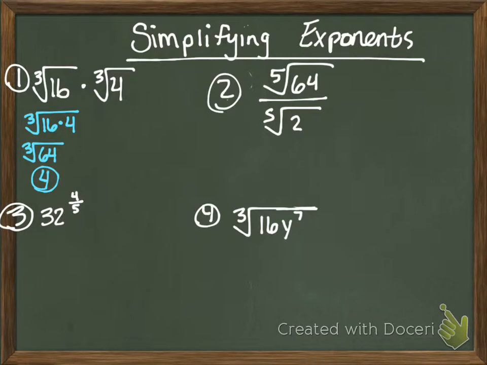So number 1, if we had the same radical and we were multiplying the radicals together, we could combine the numbers inside and multiply them. Number 2 is the exact same thing, except we're not multiplying here, we're dividing. So we have the 5th root of 64 divided by the 5th root of 2. Well, just like the last problem, since they're the same radical, we can say that that's the 5th root of 64 divided by 2, because they're the same, so we can just put the numbers inside together, which 64 divided by 2 is 32. And again, we can use our calculator here.